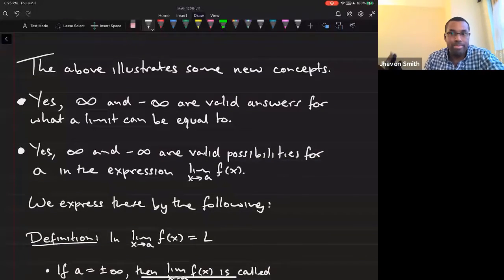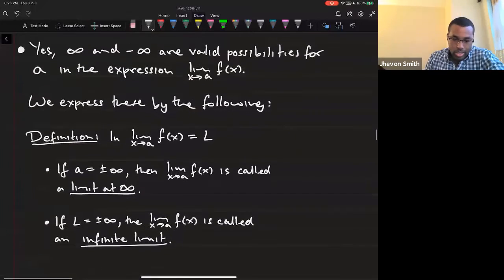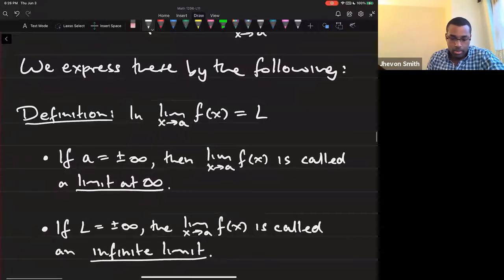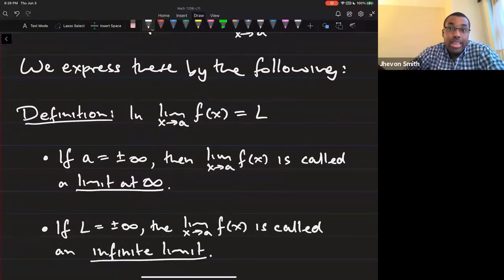And we have names that we give to these things. So when we're looking at this limit, if your a is approaching positive or negative infinity, that is your input. We say you're taking a limit at infinity, right? So if the input is going off to infinity, we say you're doing a limit at infinity. You're at the x value infinity. If the output of your limit is infinite, either plus or minus, then we say you have an infinite limit, right? The limit is infinite, right? The y value is infinite.